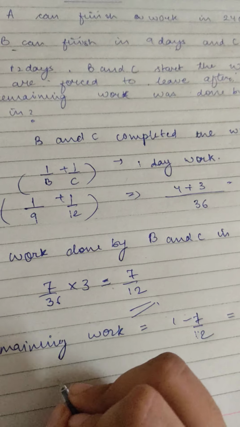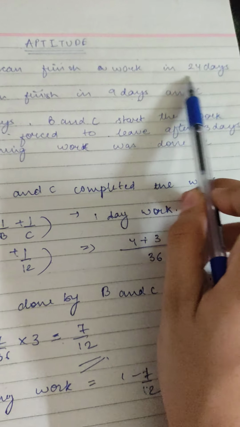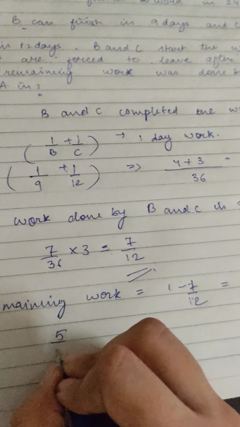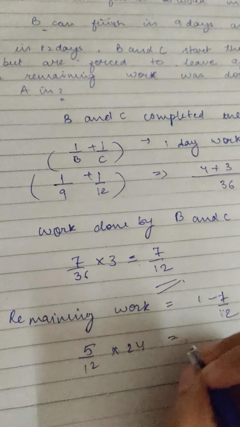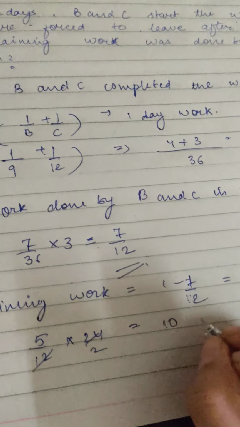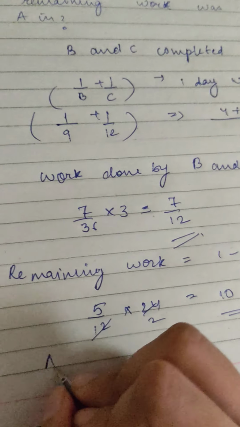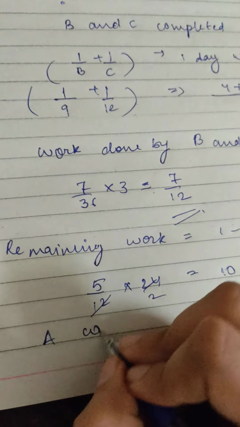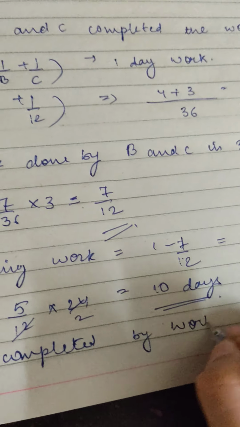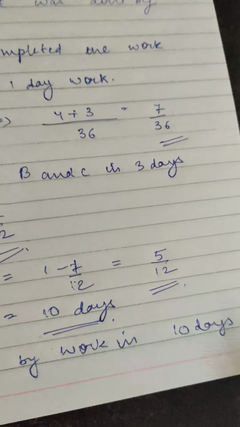So we already knew that A can finish the work in 24 days. So here we take 5 by 12 into 24, that is 12 2s, that is 10 days. So here we get the answer. A completed the work in 10 days. This is the answer.